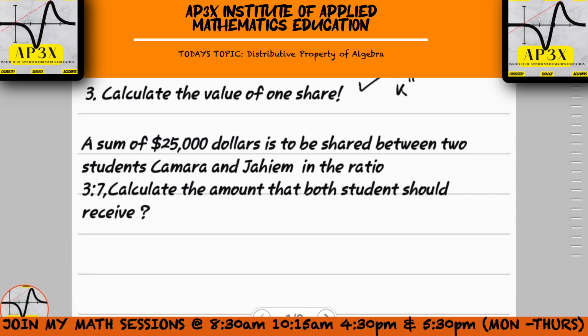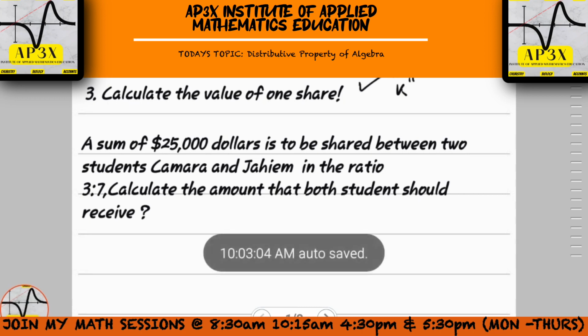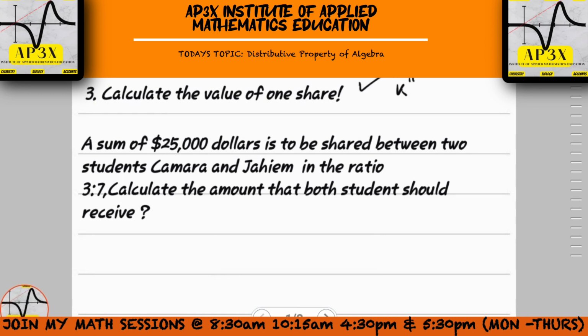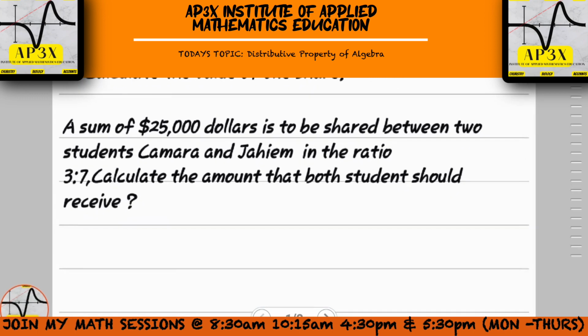A sum of $25,000 is to be shared between two students, Kamara and Jahim, in the ratio 3:7. Calculate the amount that both students should receive. All right, and there are many shortcuts to doing this, but I particularly like a method that gives me consistency. I don't want to have to change my method for every question. I would love to have a method that works for any question, and so as I said before, we're going to be applying those 3 steps.